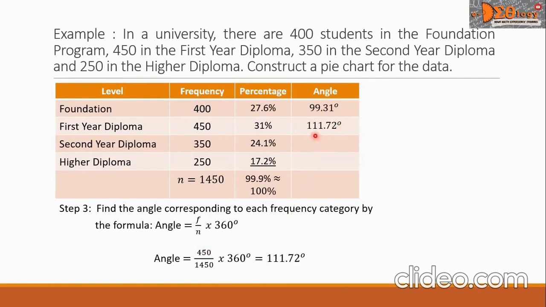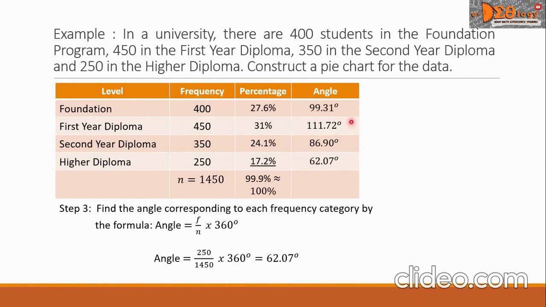So we will get 111.72 degrees. We will get this when we have 450 divided by the N, 1450 times 360 degrees. So the value is here. The next is 86.90 degrees. This value comes from 350 divided by 1450 times 360 degrees. And the last blank is equal to 62.07 degrees. This comes from 250 divided by 1450 times 360 degrees. And the value is written here.